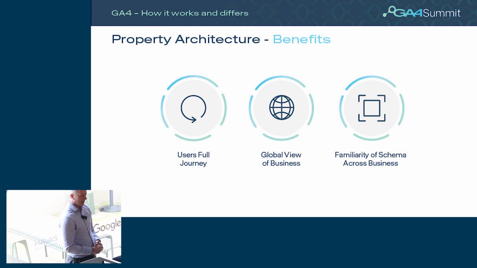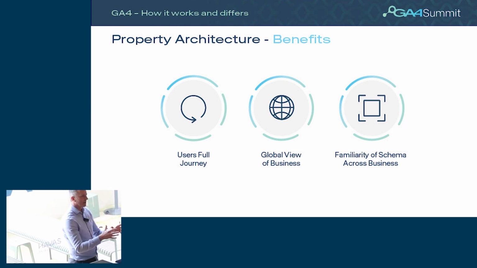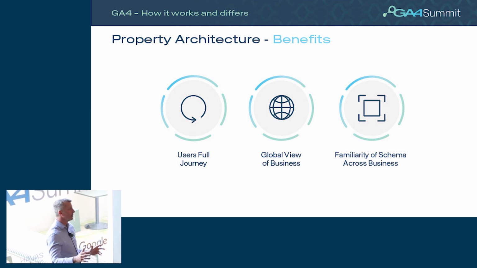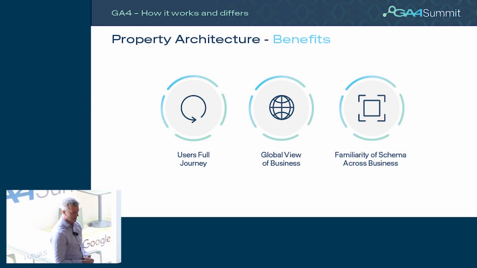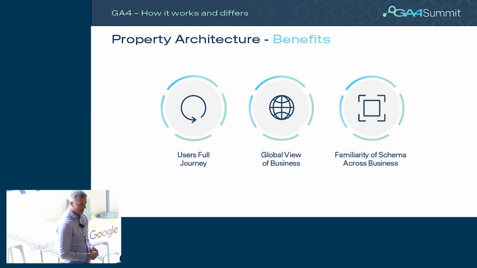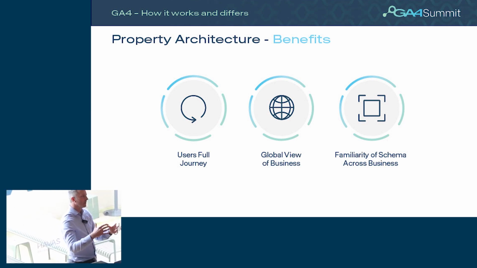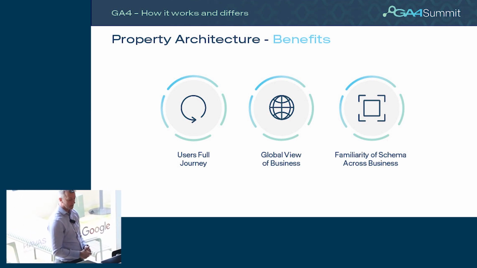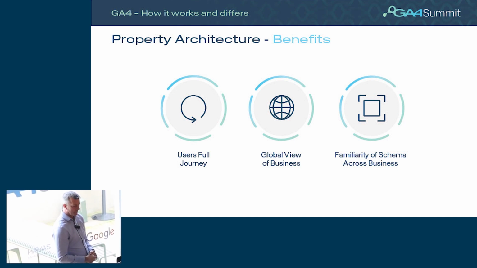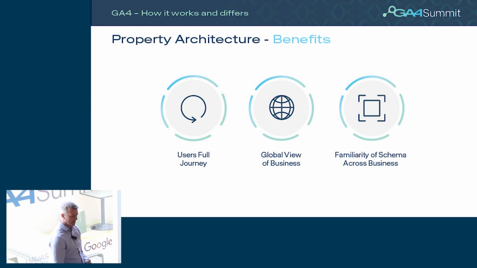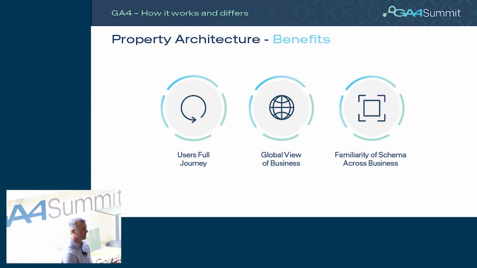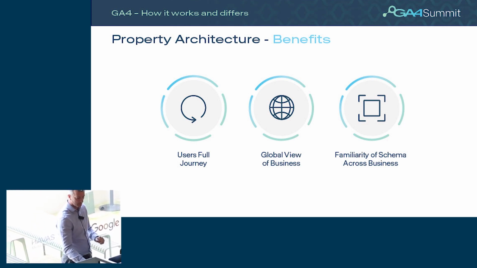So yeah, just to go over that, you know, having this single property architecture allows you to do analysis across the full user's customer journey. It gives you a global view because you've got a common schema that you can report on in a more simplified way. And you also get this familiarity across the business with that common schema really, because it's all in one property and it's one shared schema.